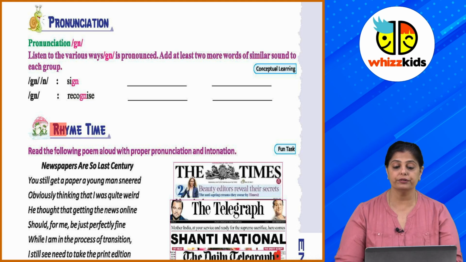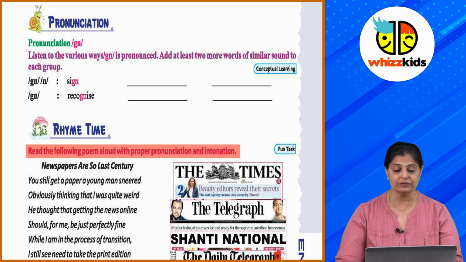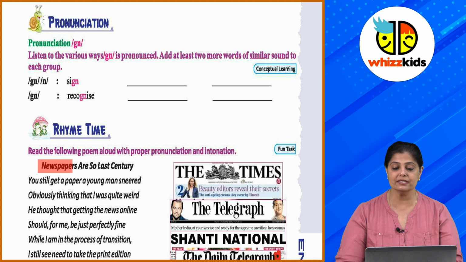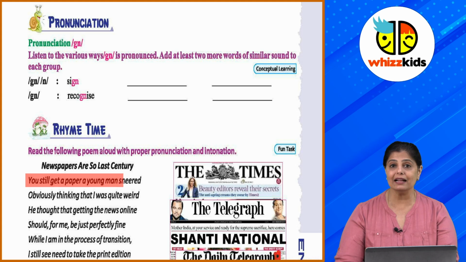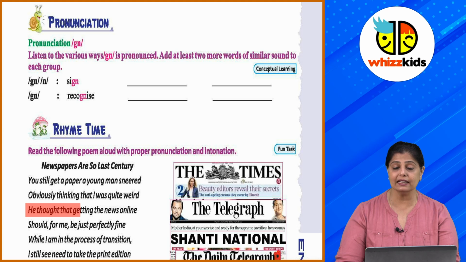Okay, now rhyme time. Read the following poem aloud with proper pronunciation and intonation. Okay, newspapers are so last century. You still get a paper? A young man sneered, obviously thinking that it was quite weird. He thought that getting the news online should for me be just perfectly fine.